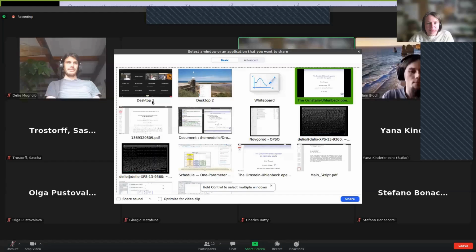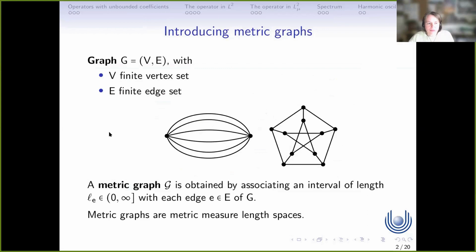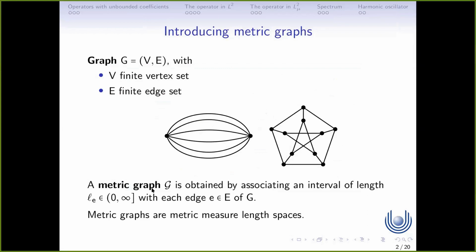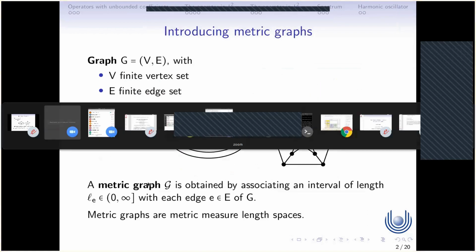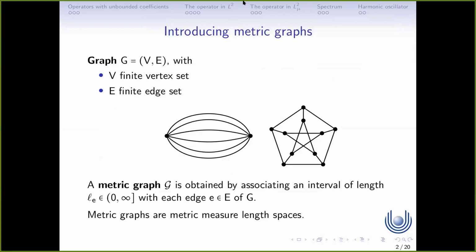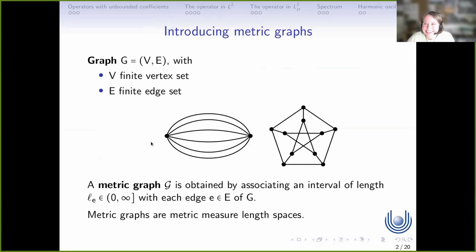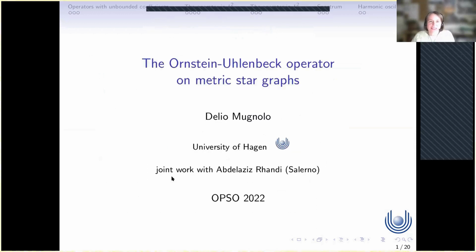is Delio Mugnolo. I'm very glad to hear about, okay, let me see the title. Delio, can you show me the first page? Yes. So it is on the Ornstein-Uhlenbeck operator on metric star graphs. Please, Delio.